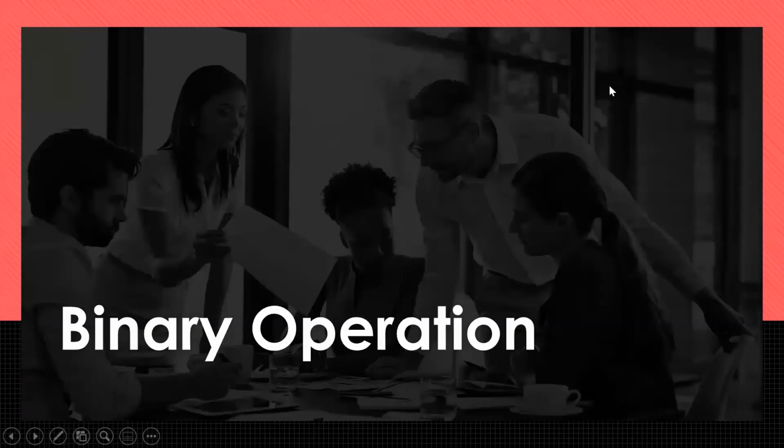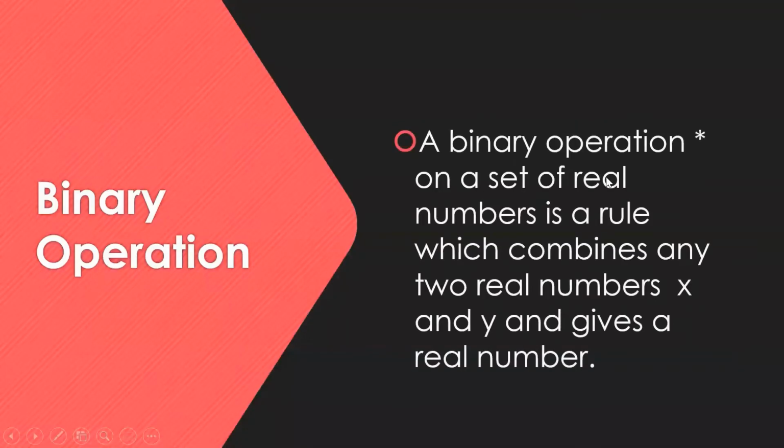Good day, everyone. Today, we're going to talk about binary operation. A binary operation star on a set of real numbers is a rule which combines any two real numbers, x and y, and gives a real number. In other words, a binary operation is a rule of combining two values to make another value.